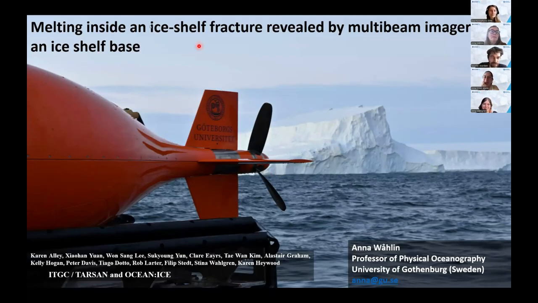Yes. Good. So I would like to show you a little bit of very, very preliminary results, or actually, I don't think there are much of results, but things that make us scratch our heads at the moment. And it's to do with melting inside an ice shelf fracture, and it was very much inspired by the multi-beam imagery that we obtained from Dotson Ice Shelf. And there are many, many co-workers, as always, in these projects.